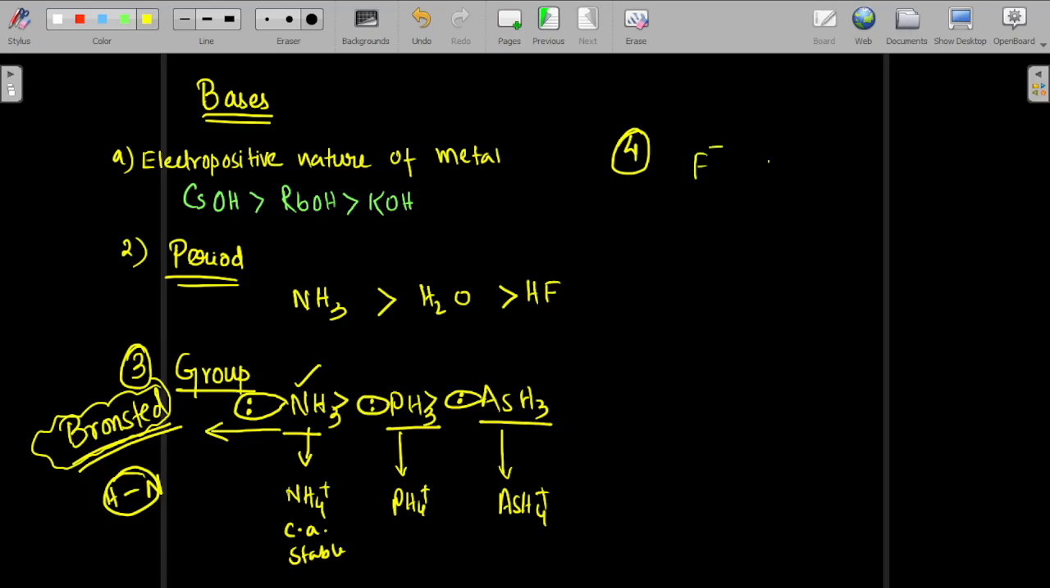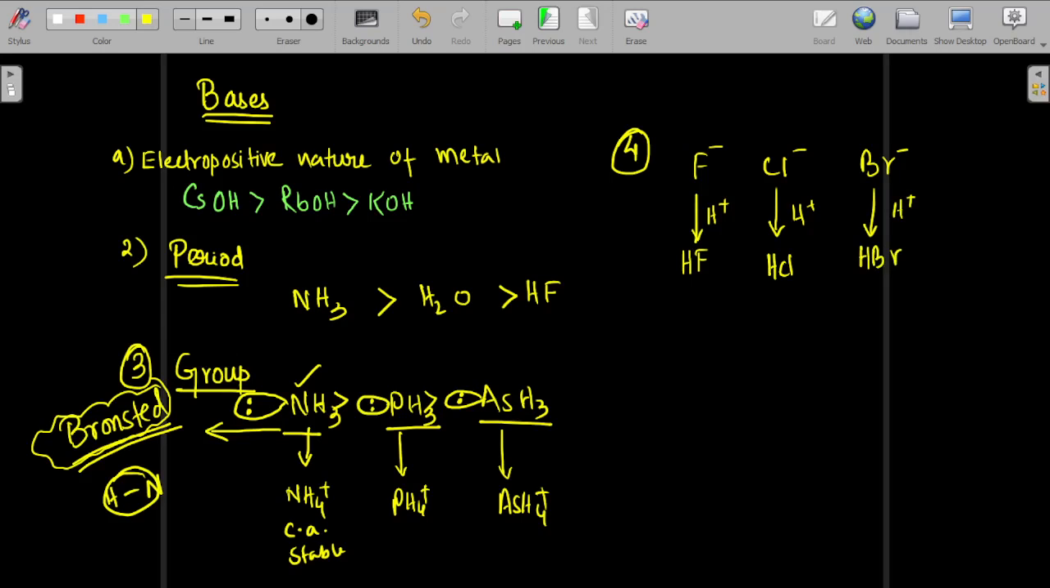F minus, Cl minus, Br minus. Suppose you are asked to find out the order of basic strength of the following. So how will you do it? Simple, make the conjugate pair, because you are pretty sure that it is going to form a covalent hydride. So we'll go for the Bronsted concept. Bronsted concept means we will just form the acid by adding H plus, nothing else, like this.